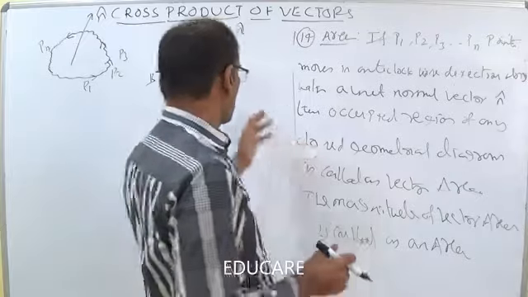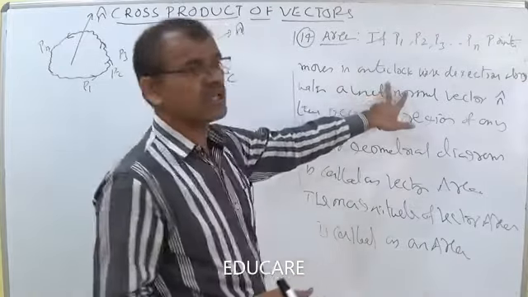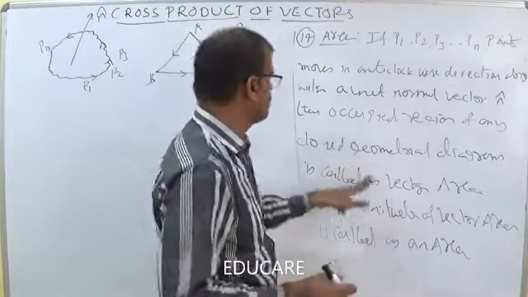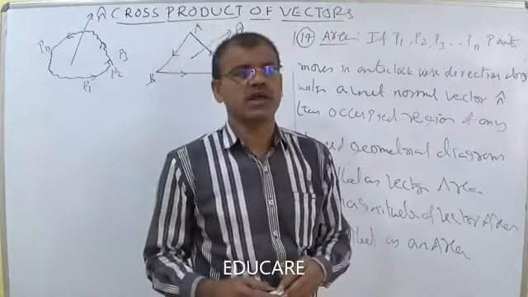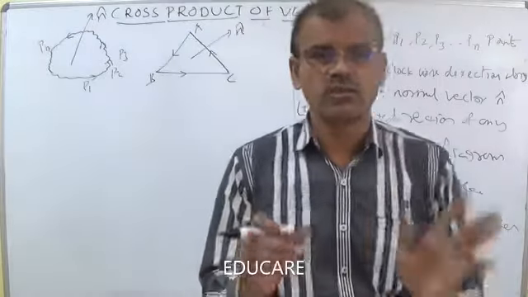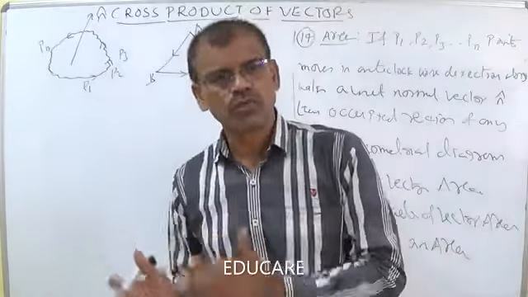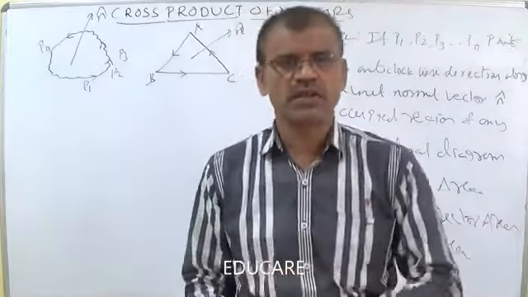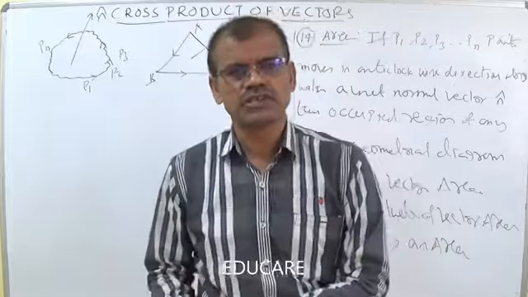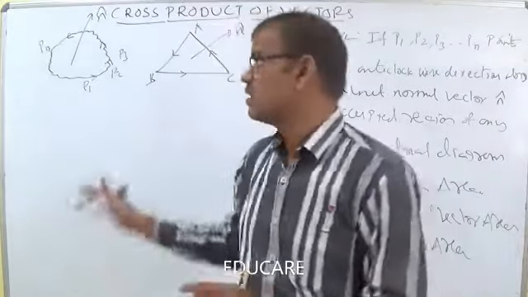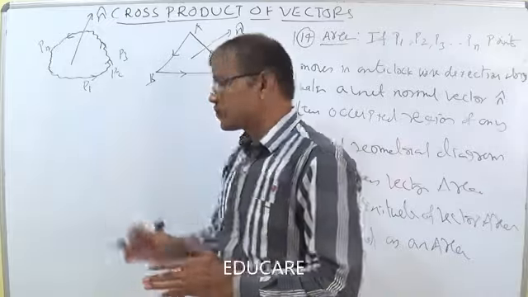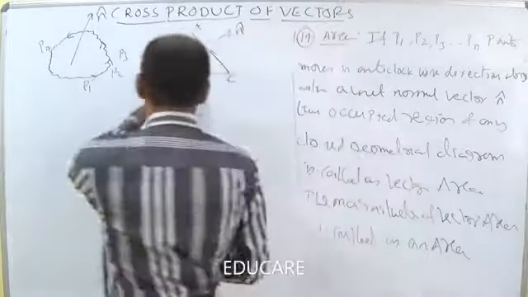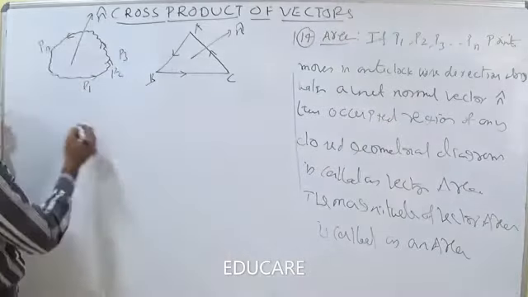If the angle is in anti-clock sense, I said it is positive; if the angle is in clock sense, it is said to be negative area. Vector area may be negative, but magnitude area should not be negative. For example, 2i plus 3j minus 5k is a positive area, then minus 2i plus 3j plus 5k we can get as a negative area in the reversal direction. But in magnitude area only positive should be there. So this is the triangle, this is the area.